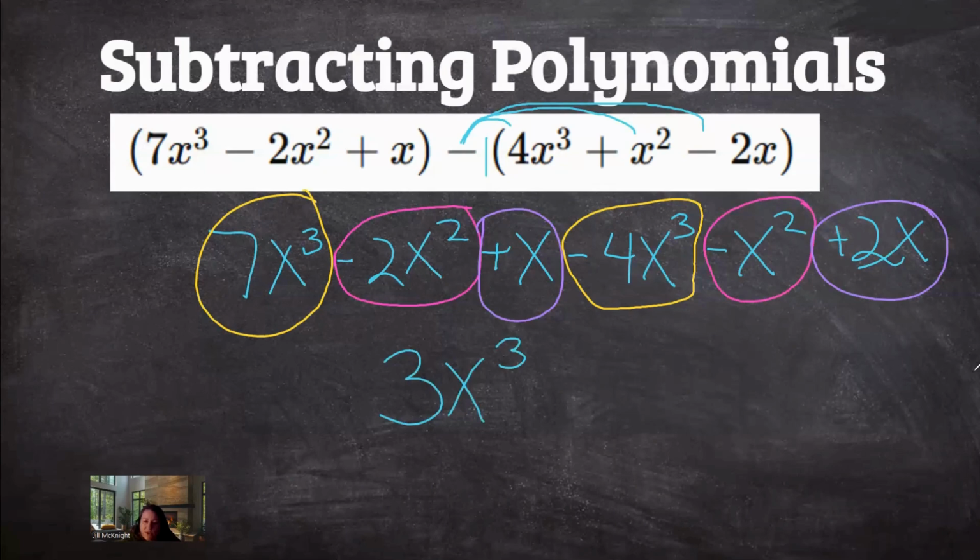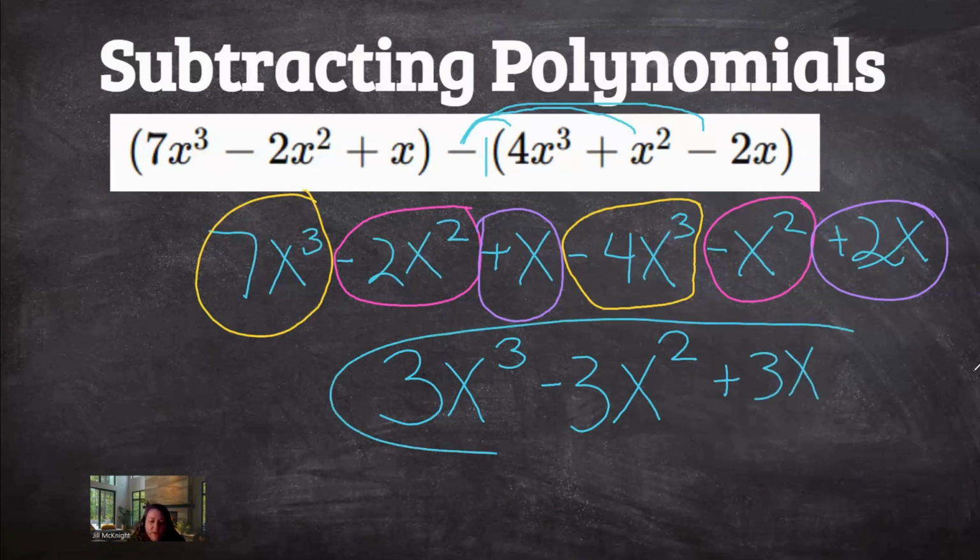And then let's do the x squareds. We got minus 2x squared minus 1x squared, which is minus 3x squared. And finally, we have the x's. We have x plus 2x is going to be plus 3x.